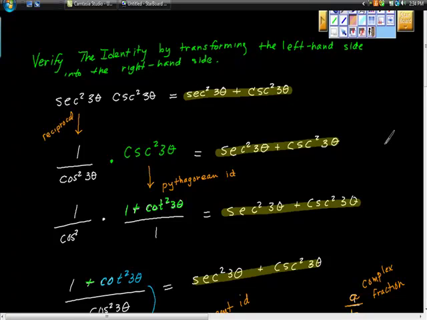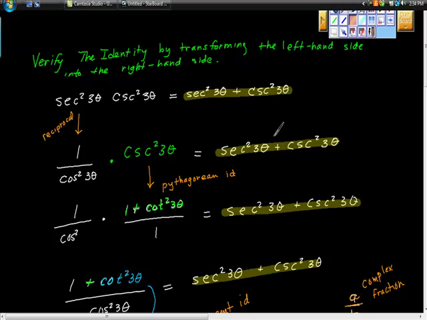So here we are. Verify the identity by transforming the left-hand side into the right-hand side. Start off with the problem. Secant squared 3 theta times cosecant squared 3 theta equals secant squared 3 theta plus cosecant squared 3 theta. Remember, we're going to be transforming the left side into the right side. I've highlighted the right-hand side because it will not change. We'll prove that the left side is equivalent.